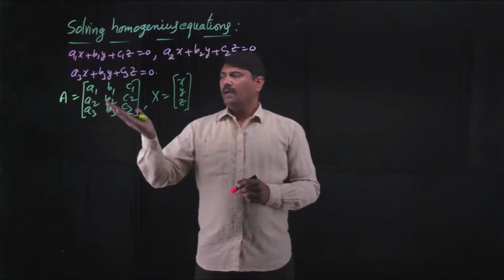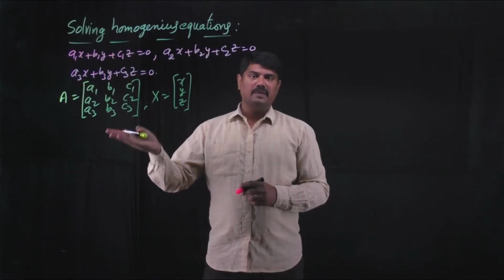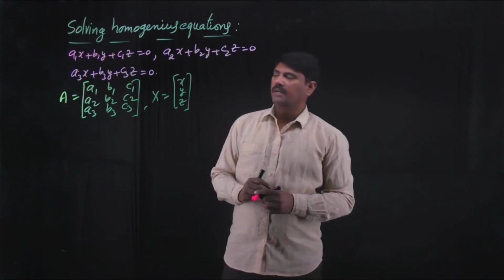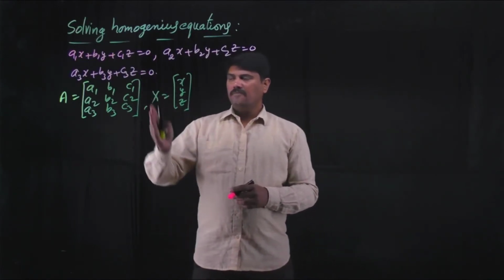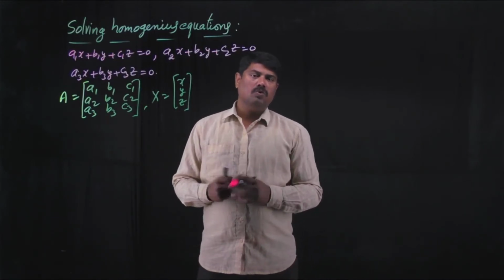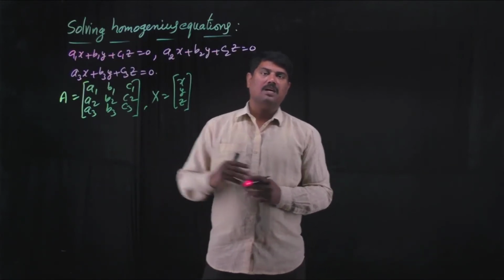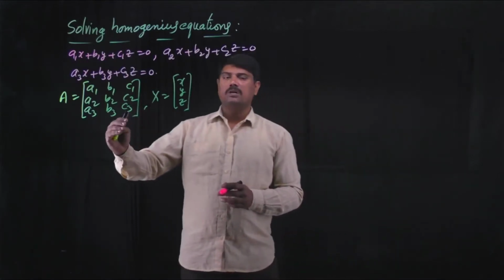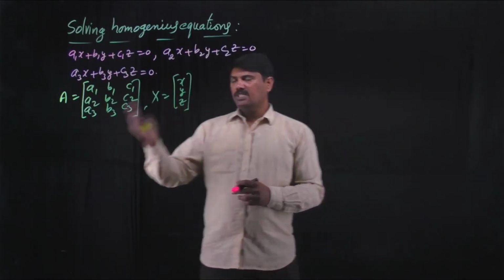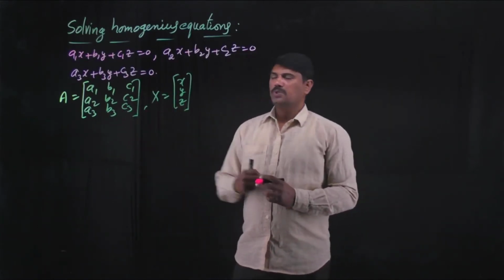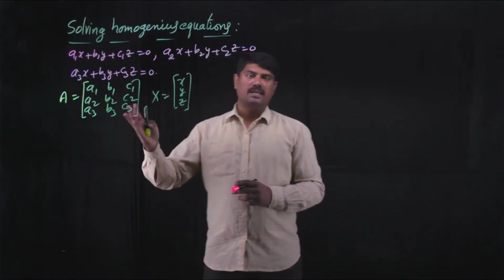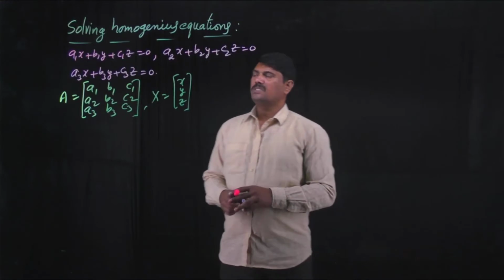As we did in the previous methods by considering augmented matrix, which is AD, the combination of A and constant matrix D, here the fourth column is only zeros. So there is no difference between the coefficient matrix and the augmented matrix. If you consider the augmented matrix, the fourth column has to be 0, 0, 0, which is equivalent to coefficient matrix A. So the solution of the homogeneous equations completely depends upon the coefficient matrix A.